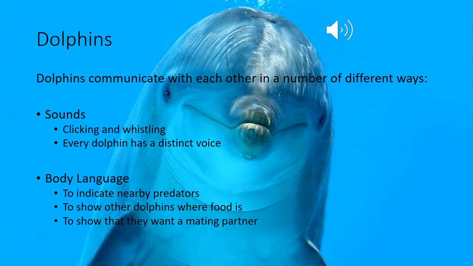They also use body language to show things like nearby predators, other animals that want to eat them or want to kill them. They can also let other dolphins know if they have found food, and they can also use sound and body language to show if they're attracted to each other, so if they want to mate or have children.